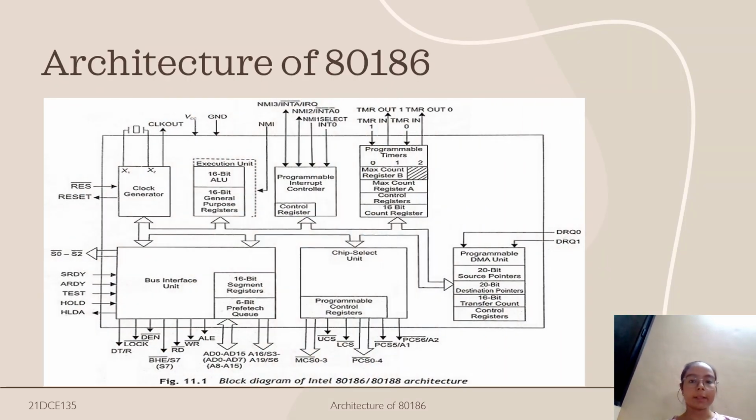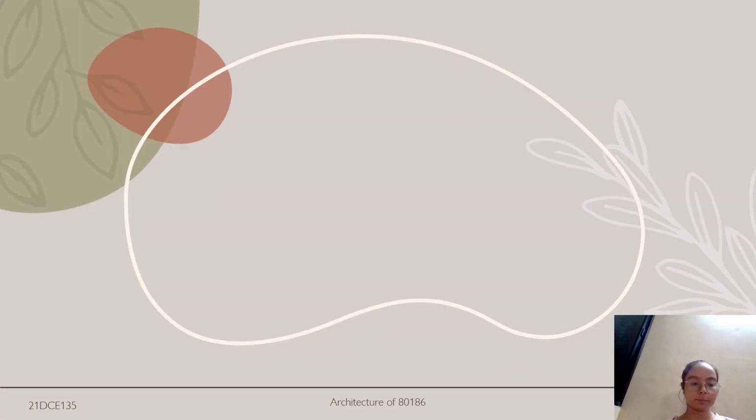Now we see the architecture of 80186. As you can see in this slide, there is a bus interface unit, clock generator, programmable interrupt controller, programmable timers, programmable controller register, etc. We will see all of these one by one.